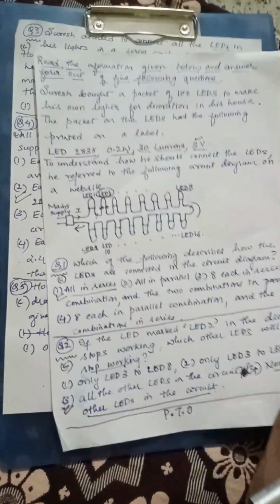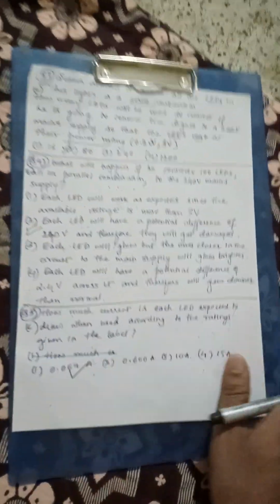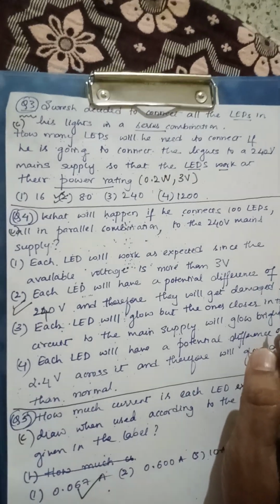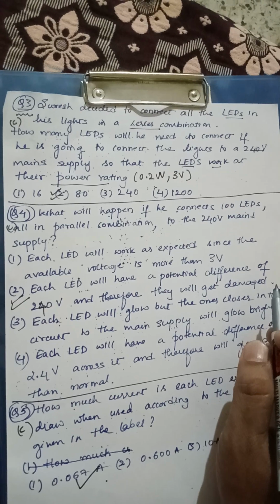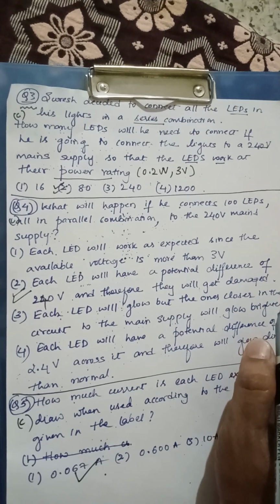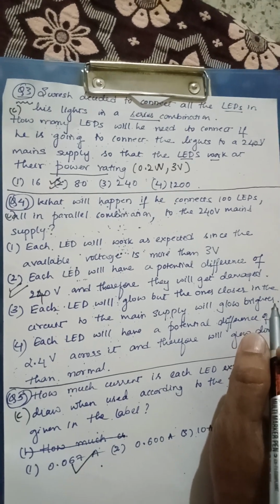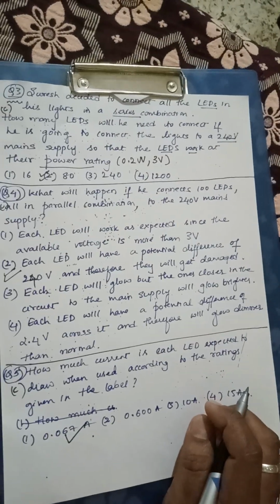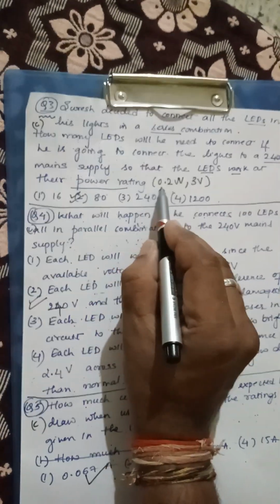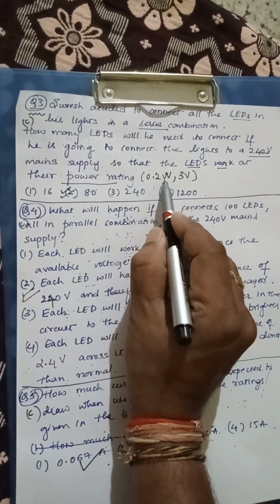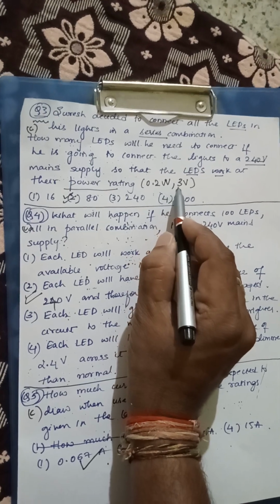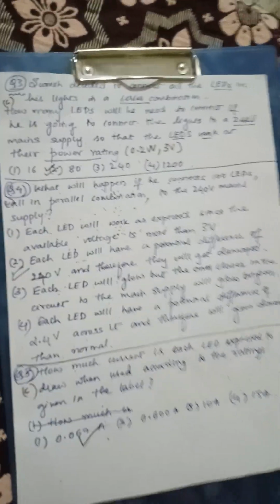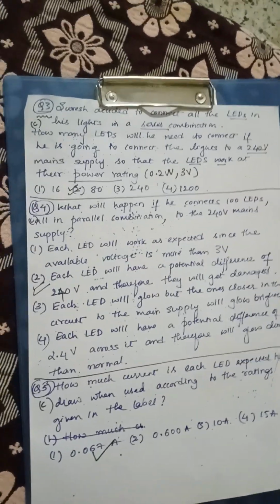Now let's look at the third question. Suresh has decided to connect all the LEDs in his lights in series combination. How many LEDs will he need to connect if he's going to connect the LEDs to a 240 volt main supply, so that the LEDs work at their power rating? As per the question, the power rating is 0.2 watts and all the LEDs should work at 3 volts. So we need to identify the number of LEDs that need to be connected.